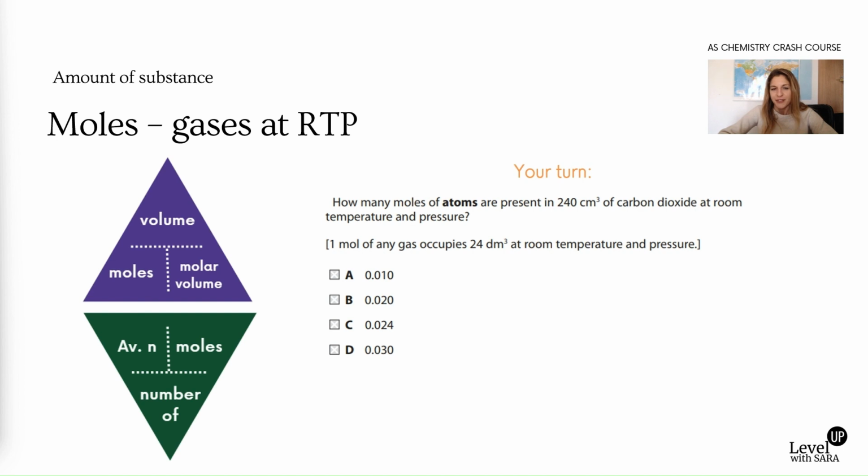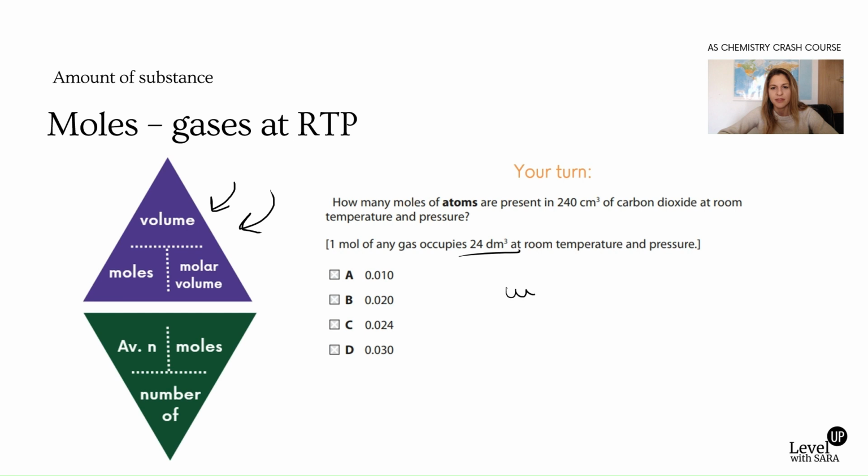Well, there is something highlighted, right? Which means how many moles of atoms. Maybe we need to use Avogadro's constant. Okay, how many moles in 240 centimeters cube of carbon dioxide at room temperature and pressure? We have room temperature and pressure, which gives the hint that we need to use the molar volume equation. The other hint is that value, 24 decimeters cube. So what can we find?